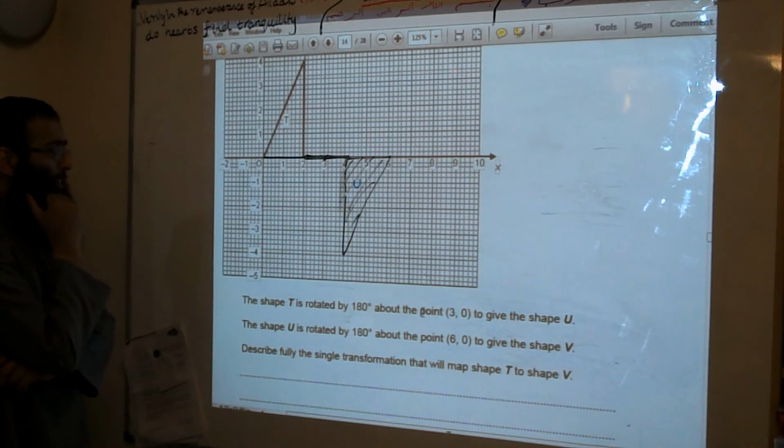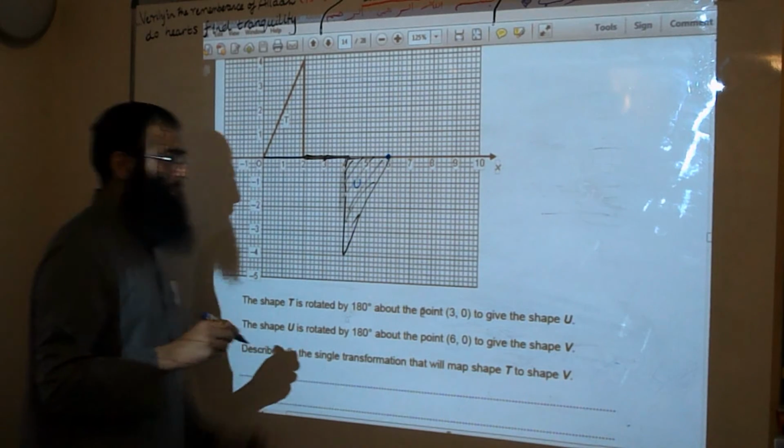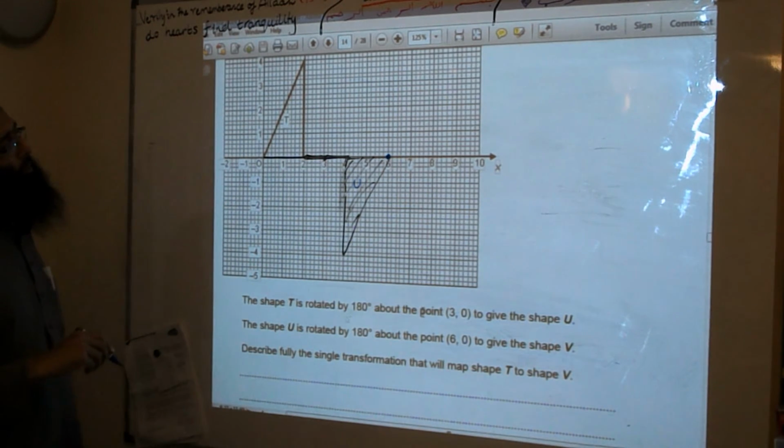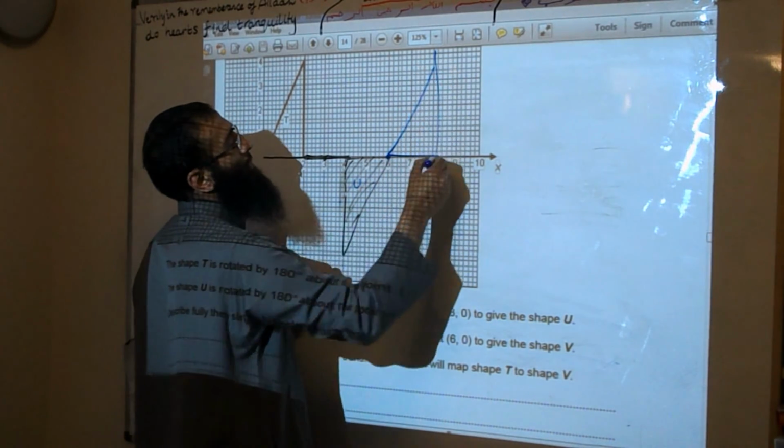The shape U is rotated by 180 degrees about the point 60. So now they rotate the shape along that point there, 180 degrees. So where does it end up now, the shape? It ends up there.